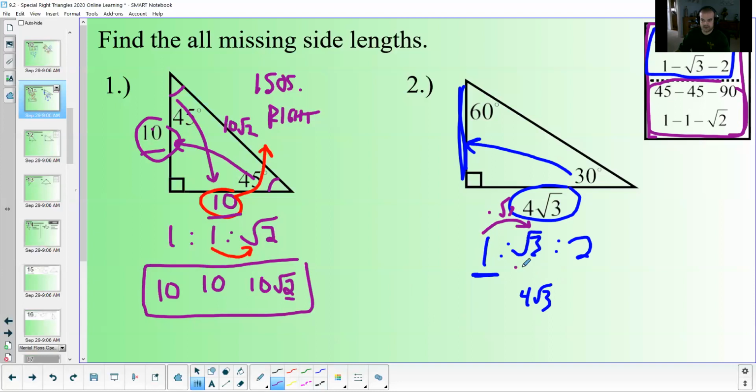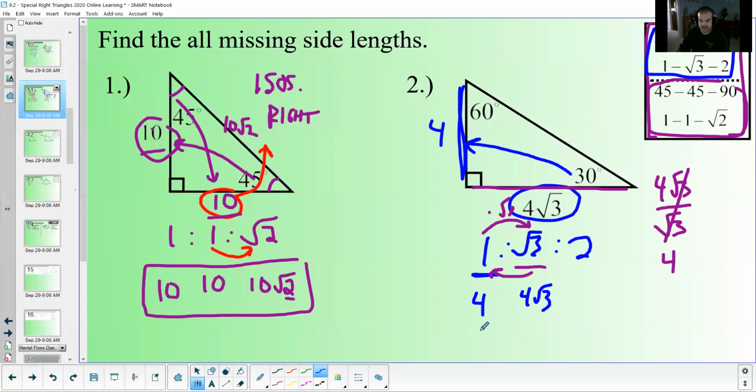So if you are given the second longest side, which is the longer of the 2 legs, you can actually work backwards to find the shorter leg by dividing by root 3. So if you take 4 root 3 and you divide by root 3, this works out very nicely. The root 3's cancel each other out, and you are left with 4.